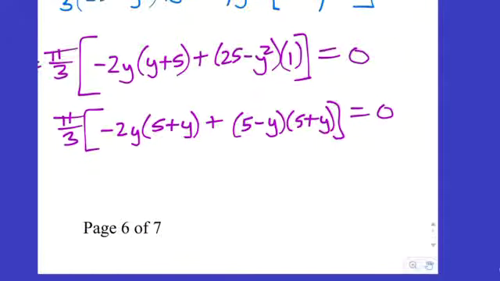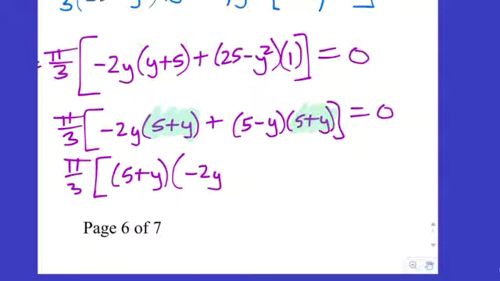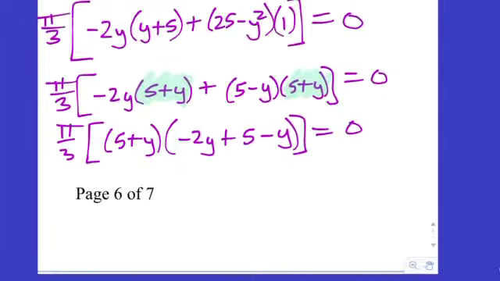By factoring each term, I now have a common factor that I can factor out. So rather than expand the whole thing and then try to refactor it as a cubic, or as a quadratic, I'm going to just use the factoring that's already kind of built in. And so now I'm going to factor out the 5 plus y, and I'm going to be left with a negative 2y plus a 5 minus y. And that's equal to 0. And I can just tidy it up one more time, because now I have three factors. Pi thirds, 5 plus y, and then the second one ends up being 5 minus 3y.